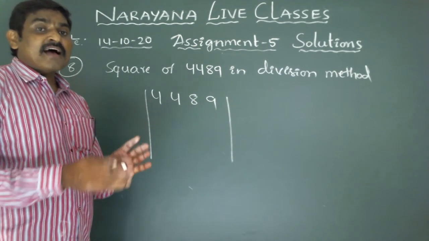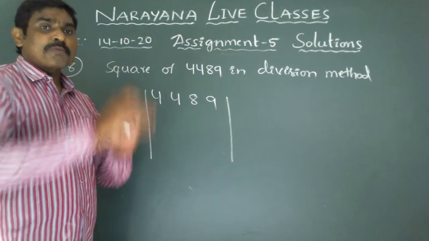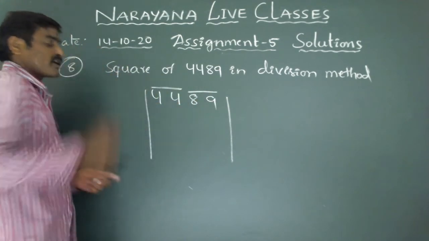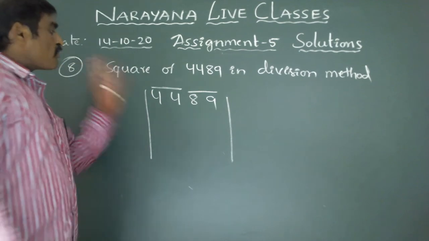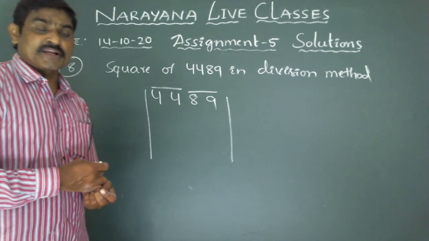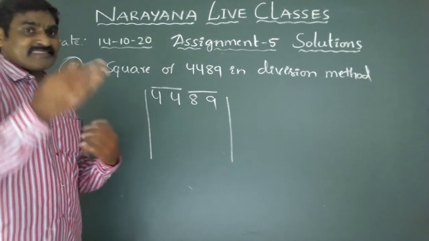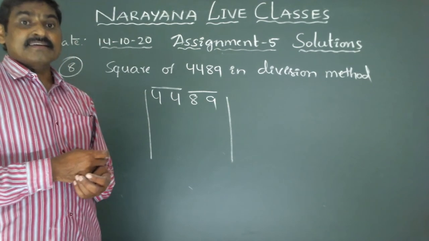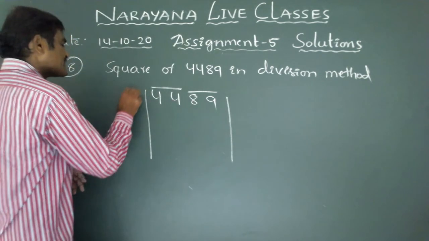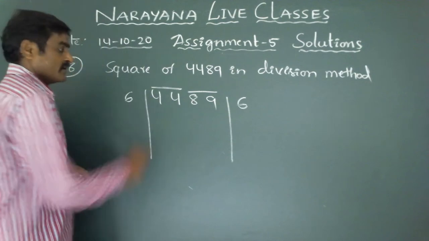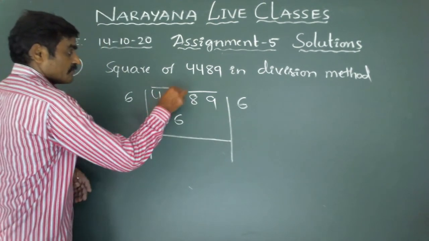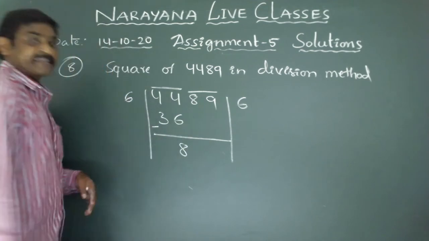We will keep every 2 digits as one group from right to left. So 89 is one group, 44 is one group. Now, the leftmost pair is 44. The nearest perfect square of 44 is 6 sixes are 36. 7 sevens are 49, which is more than 44. So you can keep the 6 sixes are 36 only. So I will write 36, 44 minus 36 is equal to 8.